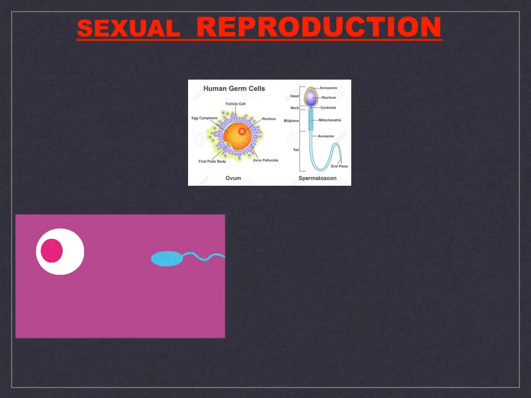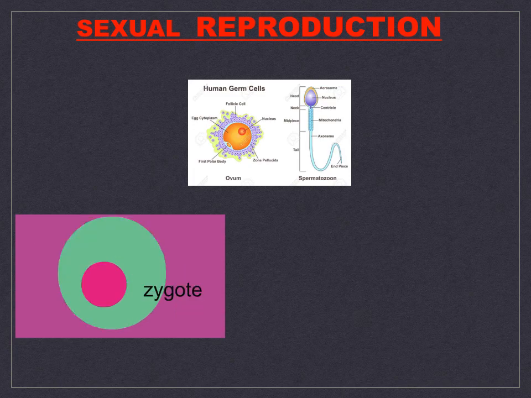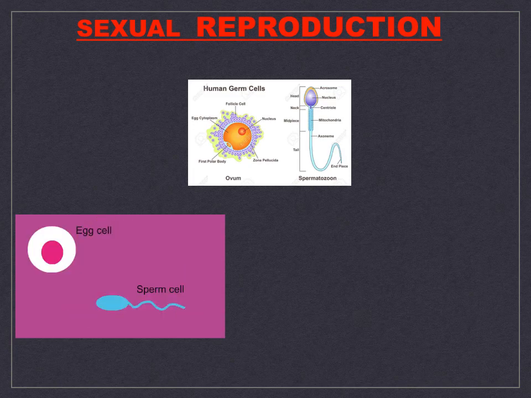The second process is fertilization. A diploid zygote is formed in the process by the union of haploid male and female gametes. The zygote divides by mitosis and an embryo is formed. The embryo develops to form a new individual.